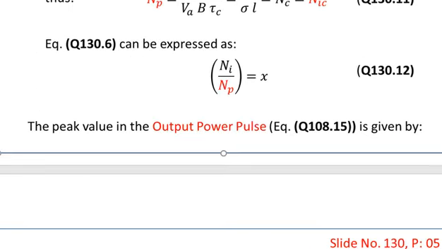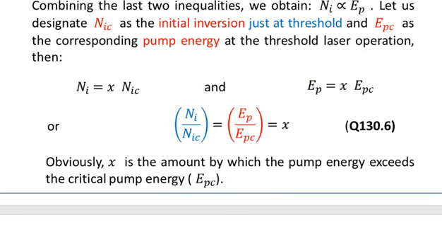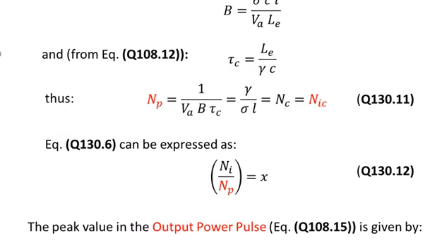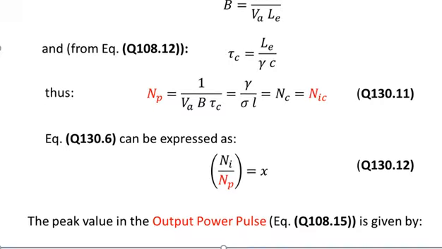Because here we have obtained the relation that Nic is actually Np. So we can replace Nic in equation number 6 by the value Np, and we have this relationship that Ni divided by Np is equal to X. You must remember that now the value of Np is known, which is equal to the critical value of the inversion, and X is also known. So it means that Ni can also be computed.